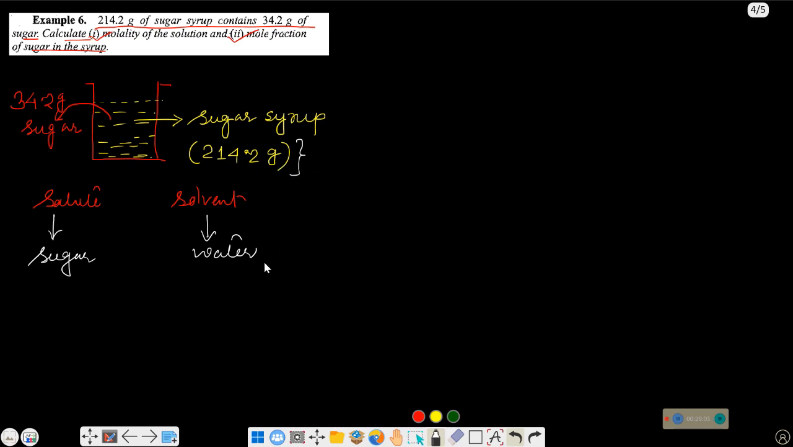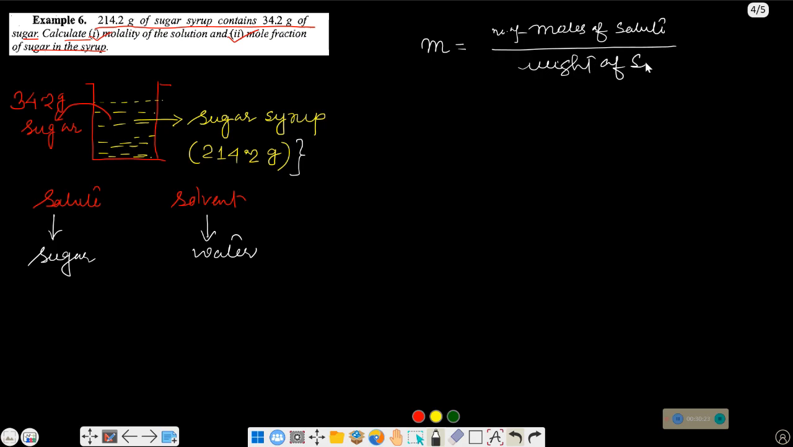Now for the molality, what do we need? For the molality M, we need the number of moles of solute divided by the weight of solvent in kg, right? We need this.